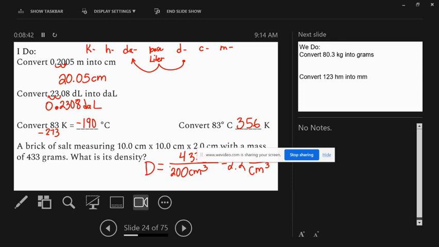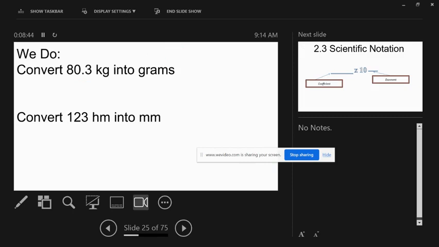All right. I'm going to switch over to the next slide. This is the we do. So we got a couple we do problems. I want you to see if you can come up with the right answer. If you haven't written this down yet, you probably want to have it somewhere handy.